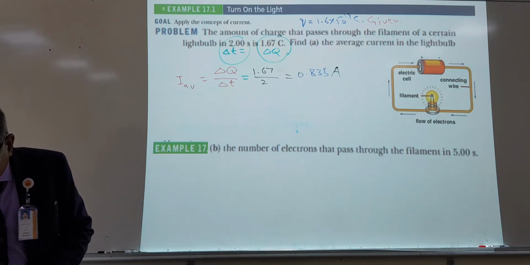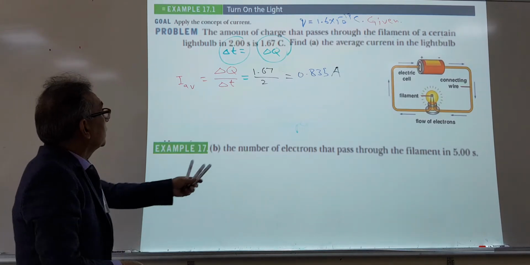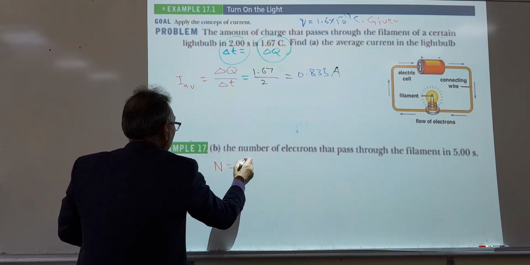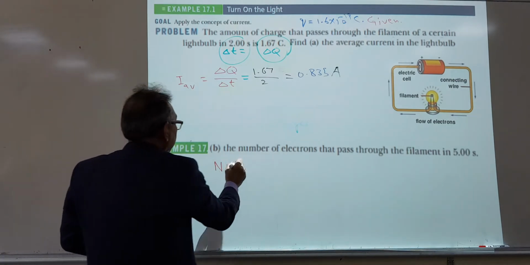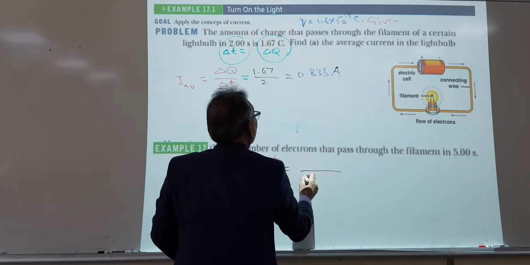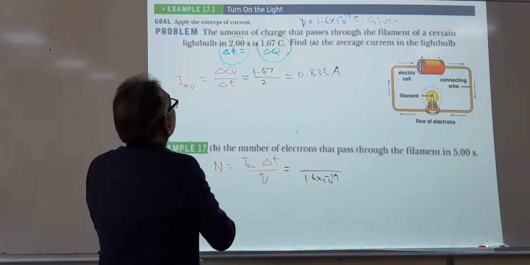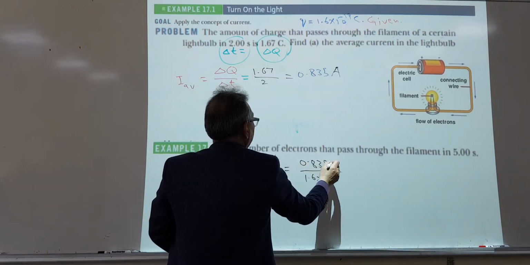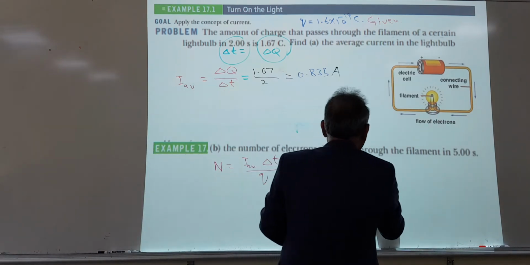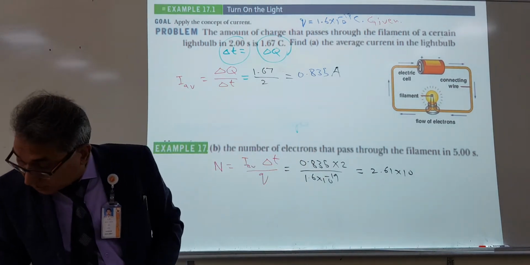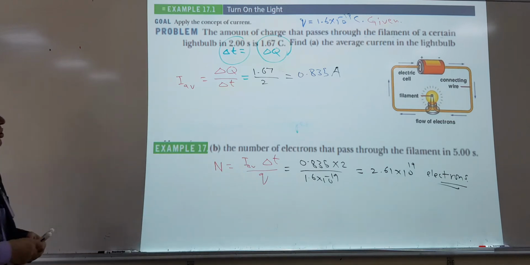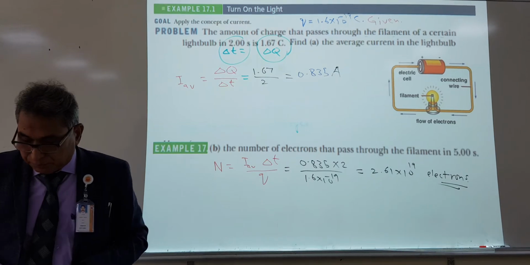B part, you have to find out the total number of charges, the number of electrons that pass through the filament. As we just finished in the previous slide, N is equal to I, the current, multiplied by delta T over Q. Q is given to you, 1.6 times 10 to the minus 19. Average current you just found out, and time 2 seconds. So you would get the total number of electrons 2.61 times 10 raised to power 19 electrons. This is the total number of electrons passing through this circuit in the given time 2 seconds.